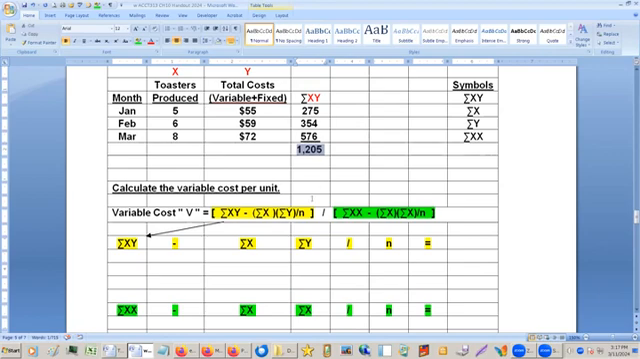So this is going to be our first little item that we're going to put into our equation. I should probably just put this as xy. This is the sum of xy's down here.